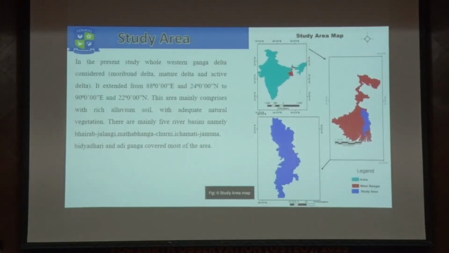And my study area is mainly the 5 major river basins, which are Bhairav Jalangi, Mathapanga Churni, Ichamoti Jamuna, Vidyadhari and Adi Ganga.